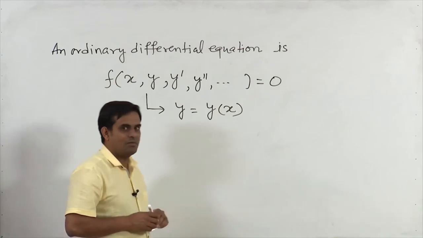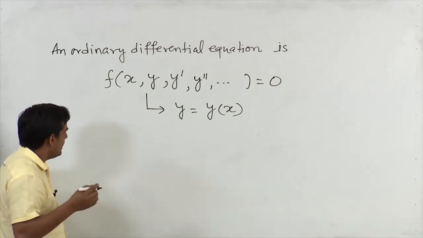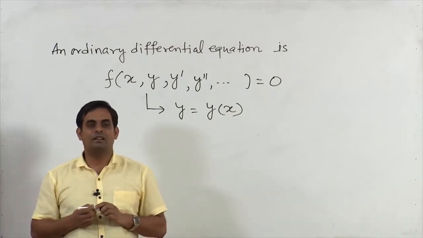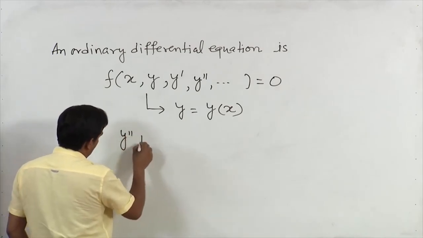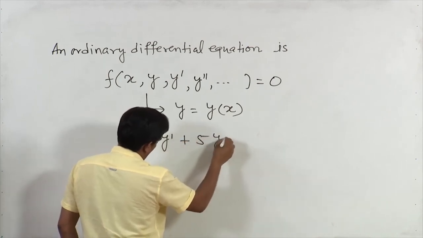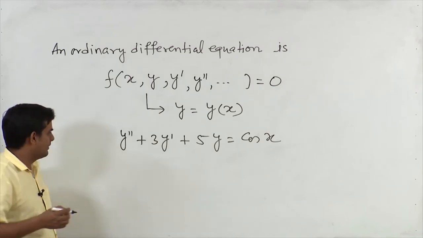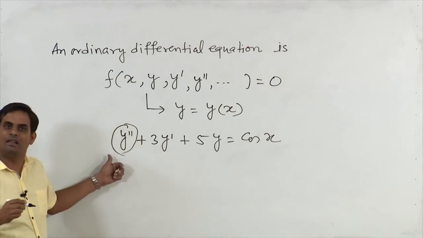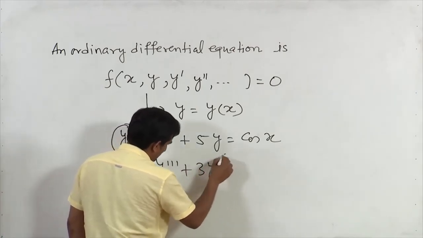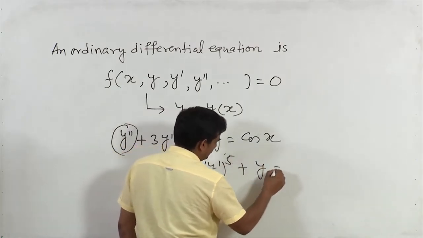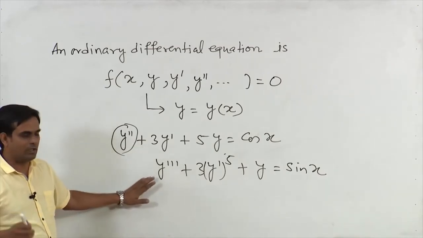Now we have two terms for a given ordinary differential equation: one is degree, another one is order. First, what is order? The order of a differential equation is the order of the highest derivative in the relation. For example, if I have this differential equation, it is a differential equation of second order, because here we have a second order derivative, which is the highest order derivative in the given equation. If I have this kind of equation, then again the order is 3, because the highest order derivative in this equation is 3.